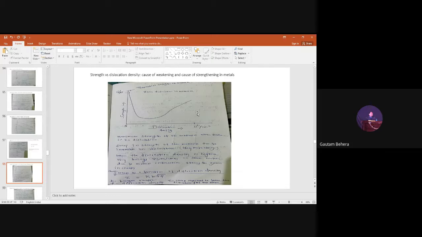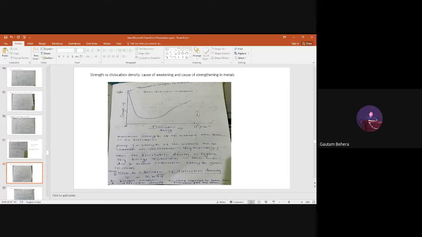Suppose I give you three samples, a common question to everyone. One sample is a single crystal, another is an annealed crystal, and the third is a heavily cold worked crystal, right? Can you arrange them according to their decreasing strength? First sample is single crystal, second is annealed polycrystalline material, and third is heavily cold worked polycrystalline sample.